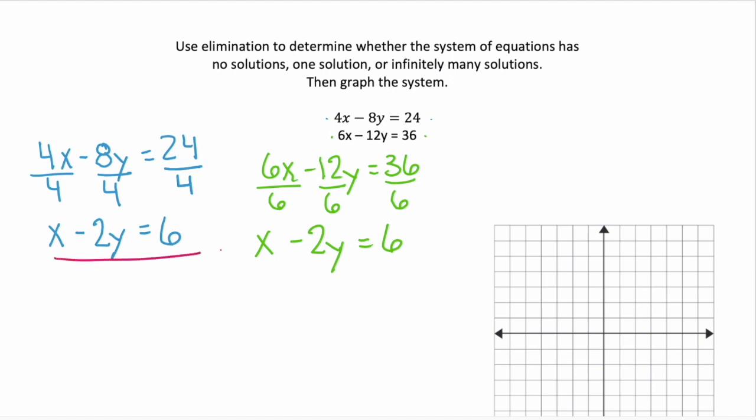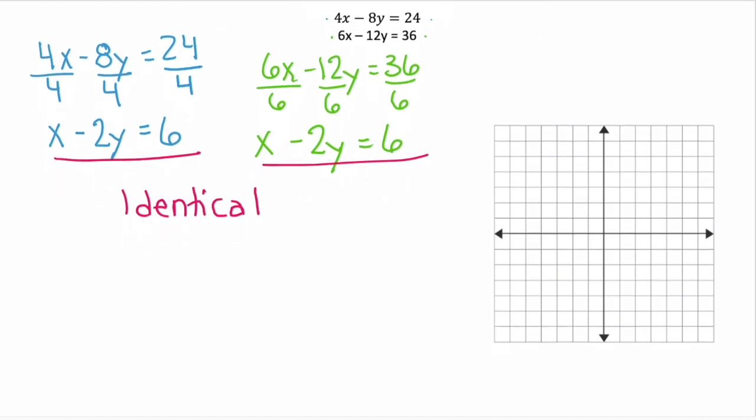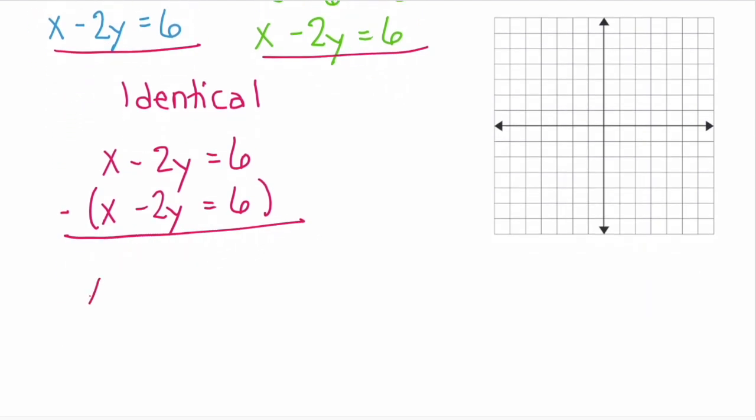And now compare those two equations. They're identical, right? So if you didn't realize right away that those were identical and you set them up in order to use elimination, so we're going to subtract that second one. So this is actually the same as x minus 2y equals 6 minus x. I'm distributing that negative through, or the minus sign through, plus 2y and minus 6.